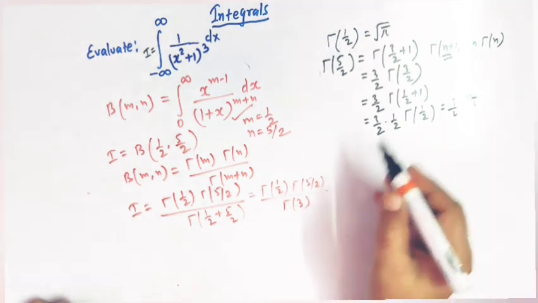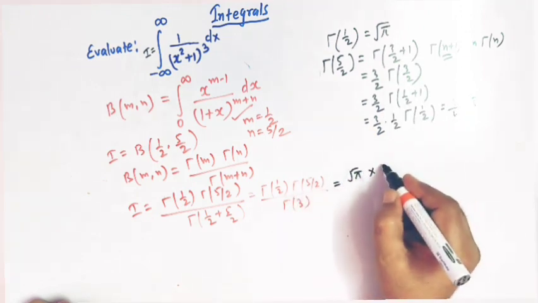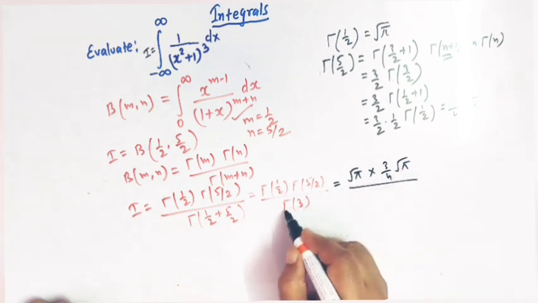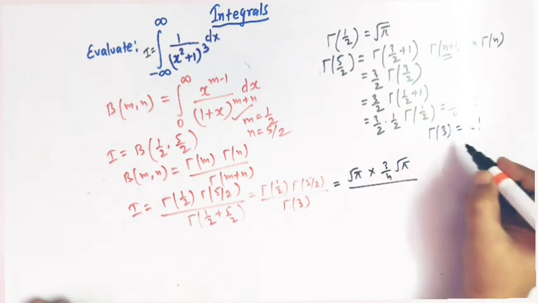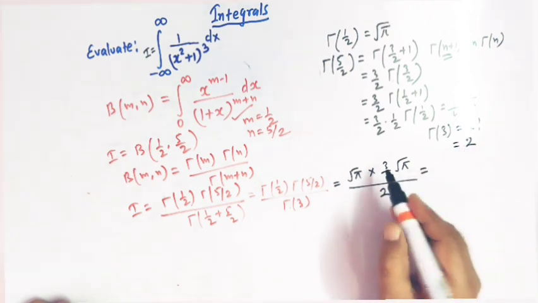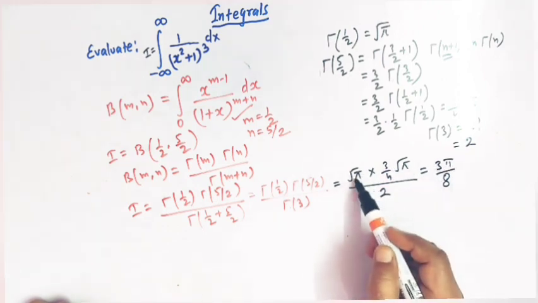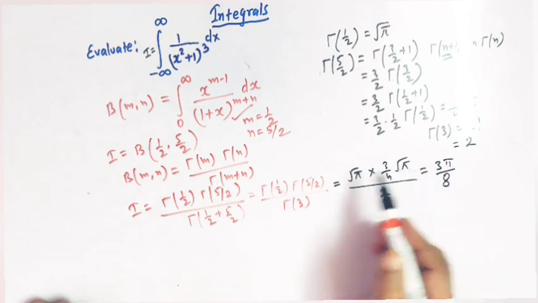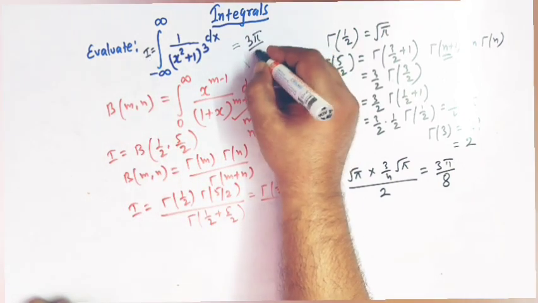So now taking these values in this expression, we have square root of pi times 3 by 4 root pi, and in the denominator we have gamma of 3. Gamma of 3 is equal to 2 factorial, right? So 2 factorial is 2, so here we have 2, right? So this is 3 pi over 8, right? Because root pi times root pi is pi, and here 2 fours are 8. So the value of this integral is equal to 3 pi over 8.